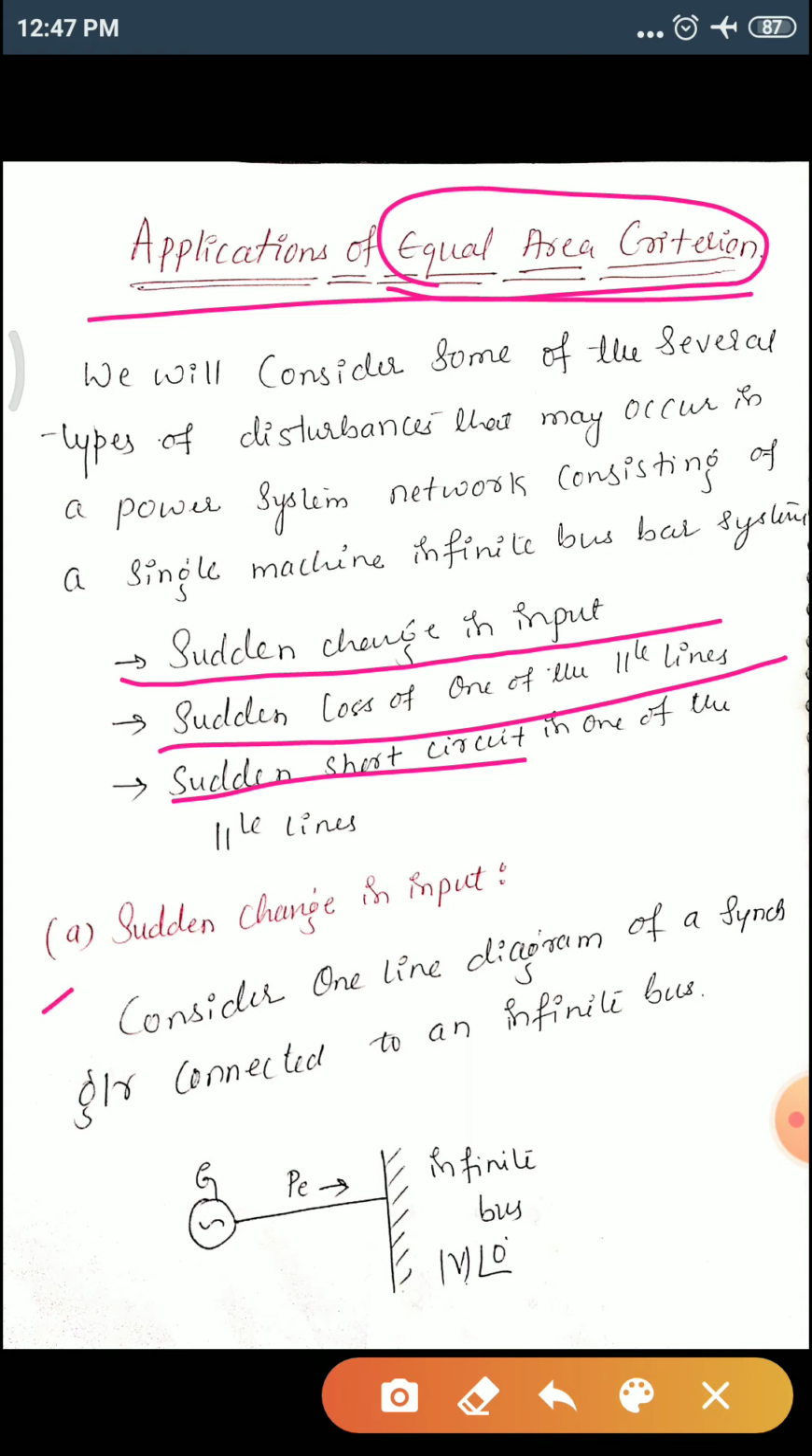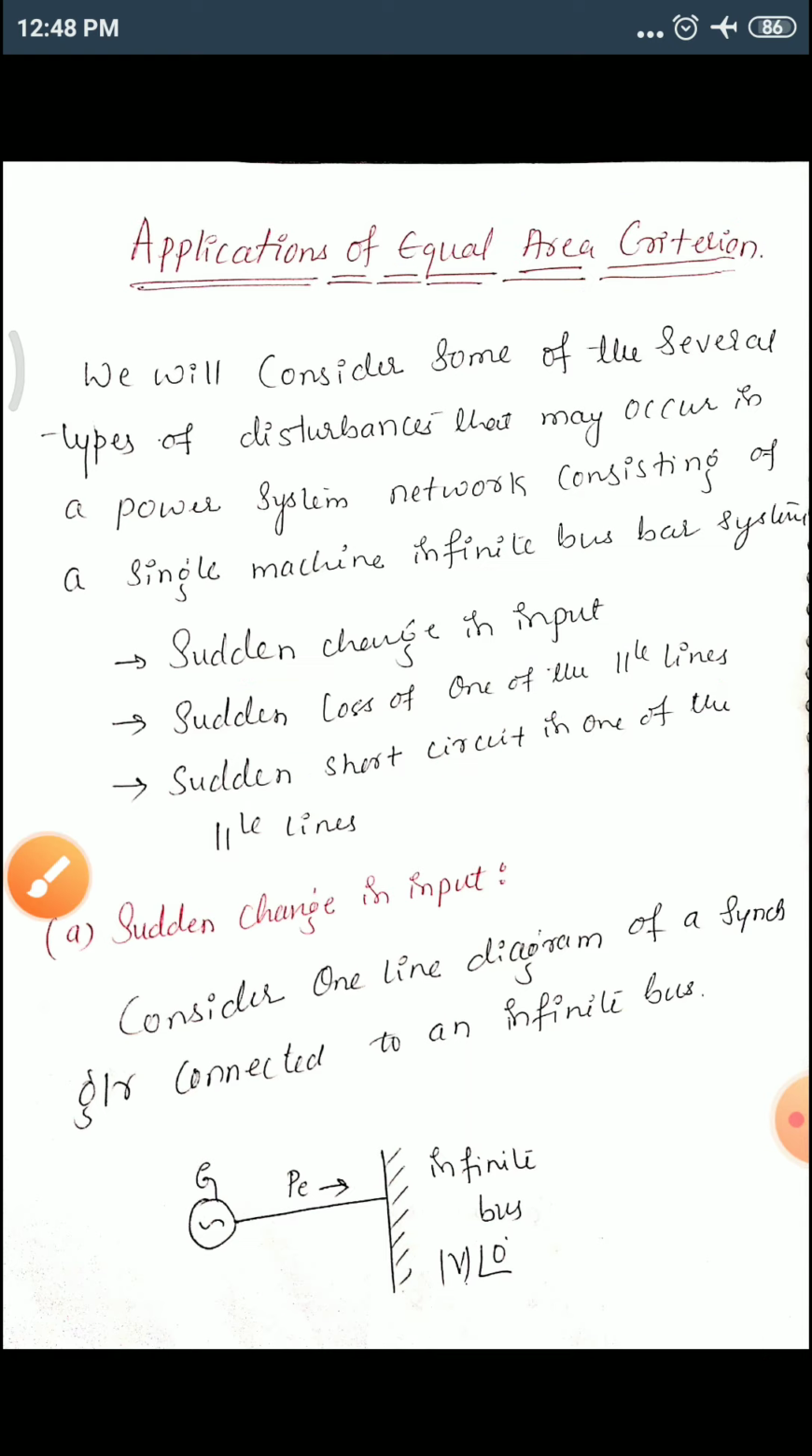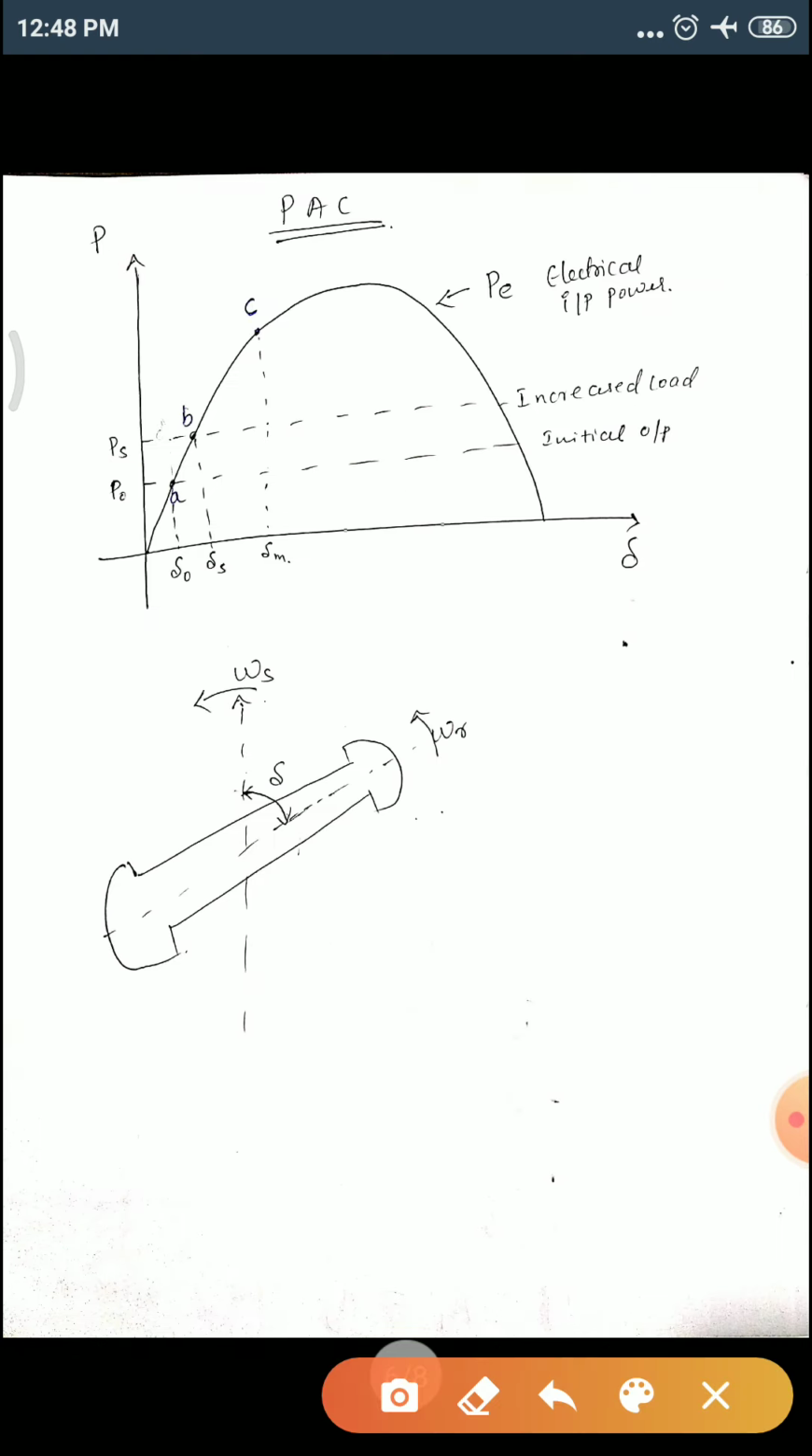Okay, let's take the first one, sudden change in the input. For this one we can discuss in detail by considering a one line diagram of a synchronous generator connected to an infinite bus. Here, let's take the synchronous machine working as a motor, which indicates that it delivers a mechanical power. Let's draw its power angle curve. Okay, this is the power angle curve of a synchronous motor. Here the axis indicates P electrical power, and this is delta versus P.